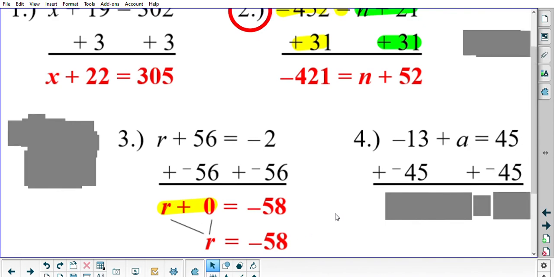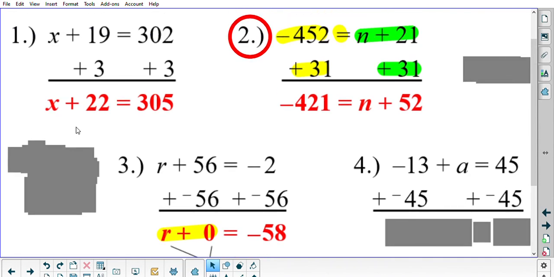Now, that cannot happen on number 1 or number 2. X plus 22, you can't do anything with that on number 1. They're not like terms. Don't you dare make that become 22x. That would be horribly wrong. You can't do anything with that. Number 2, n plus 52, you can't do anything with that. They're not like terms. You cannot add them together.